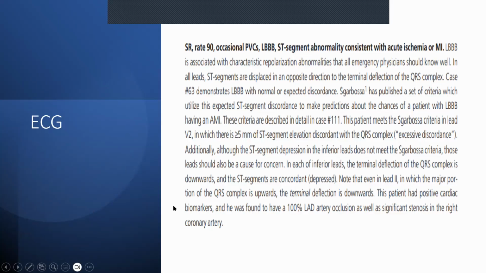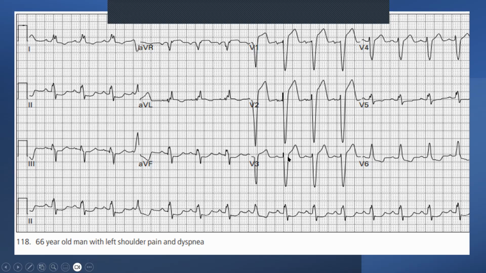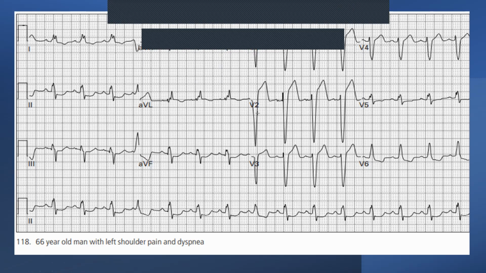Okay. So this is a left bundle branch block with normal or expected discordance. Now we need to look at that word. What is discordance? So discordance or expected discordance basically means that there's, let's say, an inverted QRS complex with an upright ST segment. So that's called discordance. Concordance would be when you have, let's say, a QRS complex that's inverted and also an ST that's going like this. So I'm going to try and draw it out so that you guys can get an idea of what I'm talking about. So concordance would be if the ST segment started from there, for example.